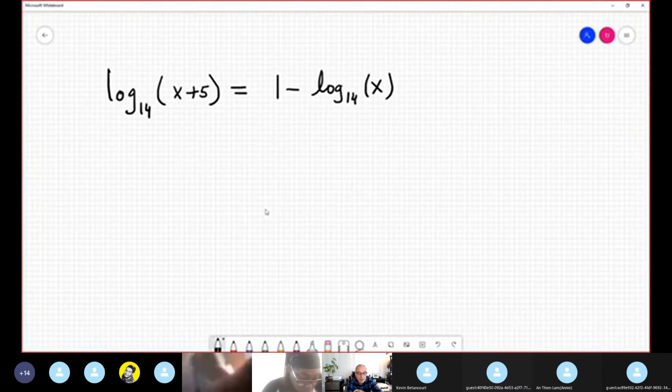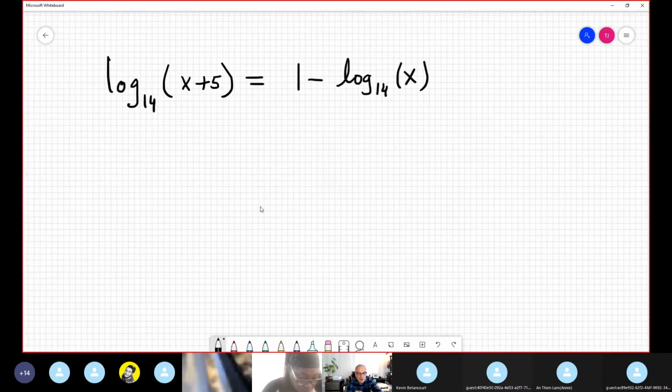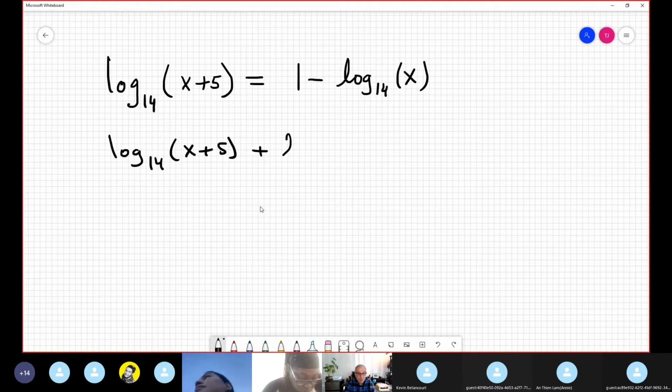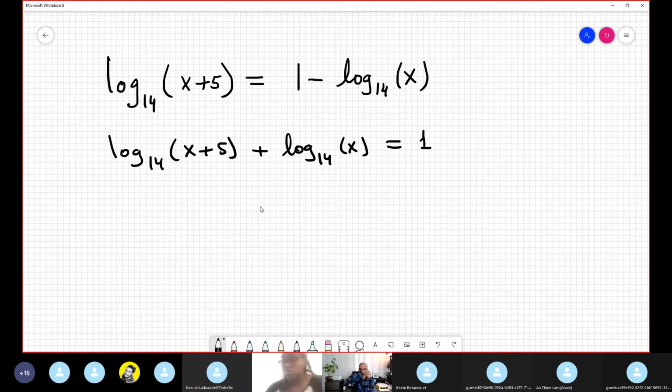Now, the professor explained to me that the first step is always condensing the logarithm. But in this case I cannot, because one logarithm is on the left hand side and another is on the right hand side. Okay, I bring to the same side: logarithm base 14 of x plus 5 plus logarithm base 14 of x is equal to 1. Wow, this equation is equivalent to the original. Okay, nice. Now we are ready for condensing.